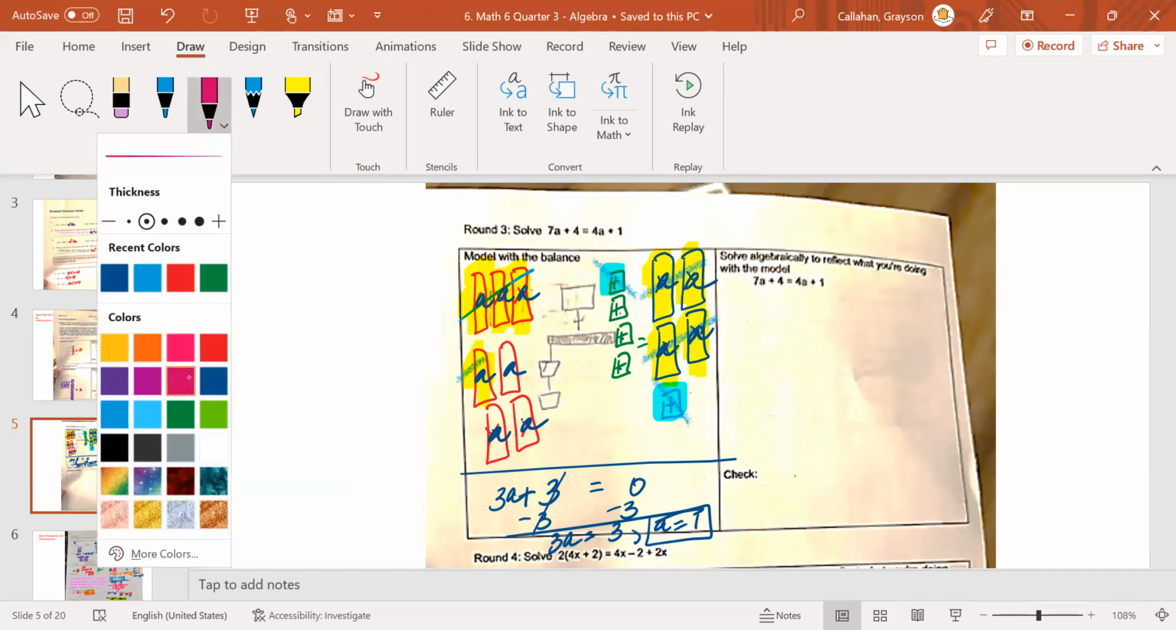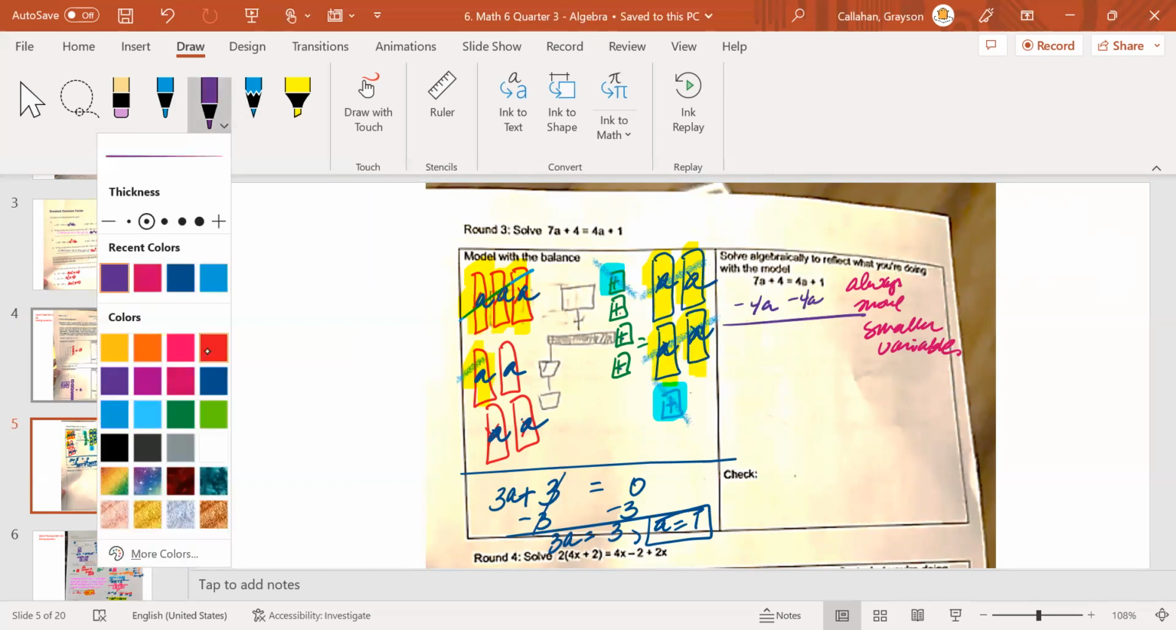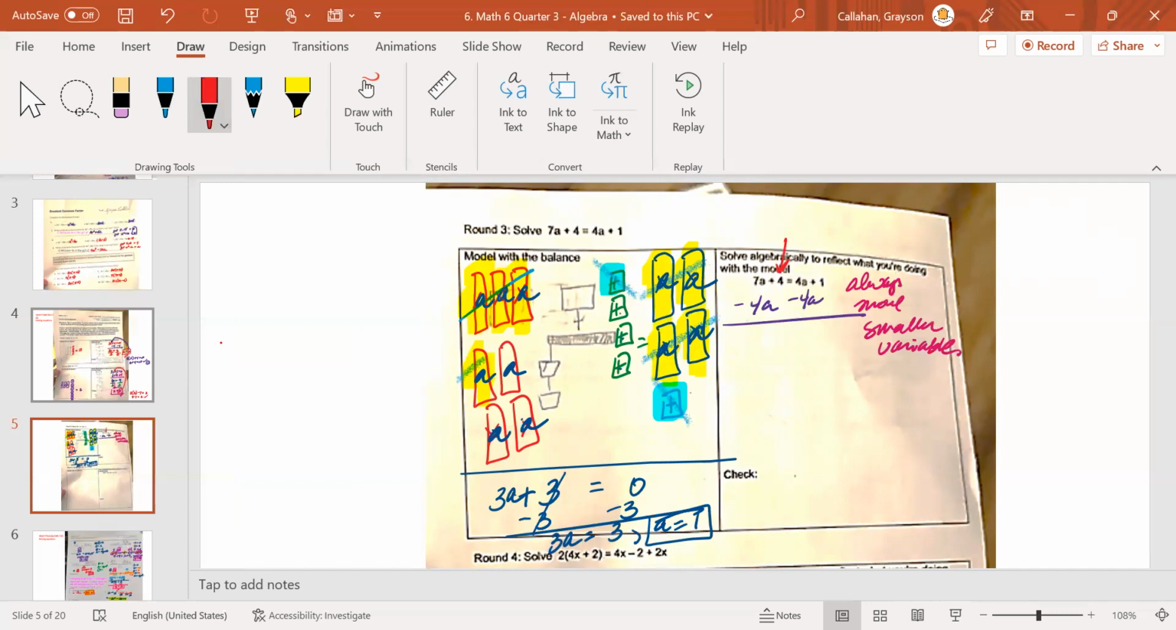Now, if I did this over here, you always move the smaller variable. And the way we do that is so we don't have negatives, okay? Between 7a and 4a, which one's smaller? 4. The opposite of a positive 4a is a minus 4a. If you move that 4a, you've got to move this 4 to the right side too. So minus the 4 on the right side. 4a cancels, 4 cancels. 7 minus 4 is 3a. 1 minus 4 is a negative 3.